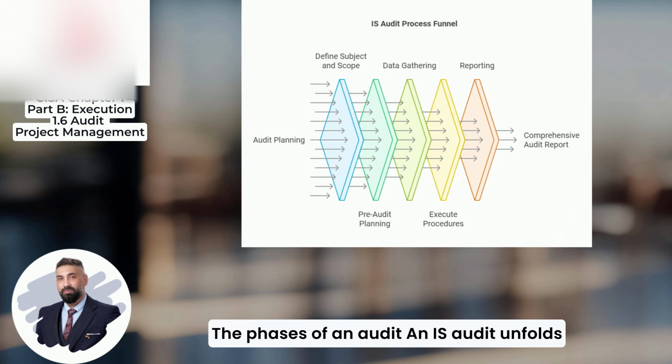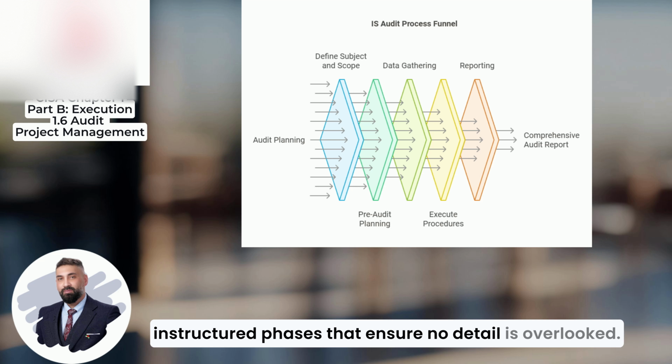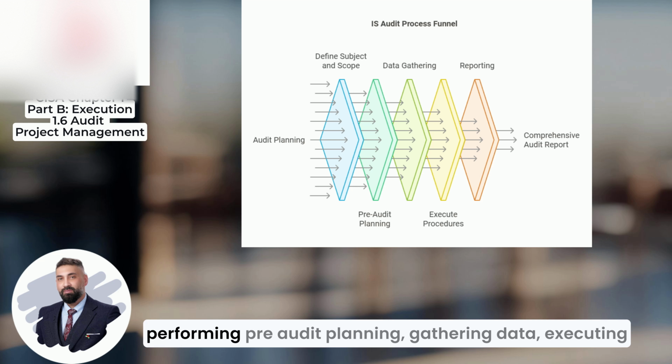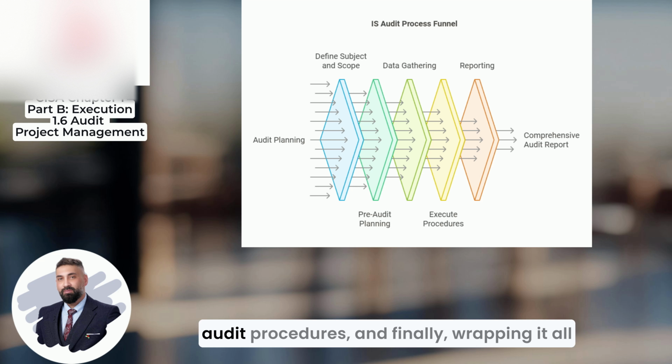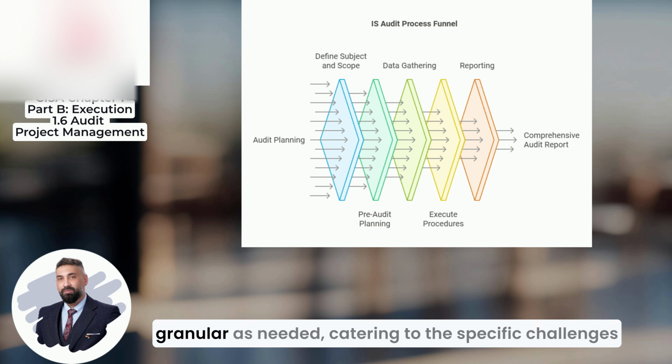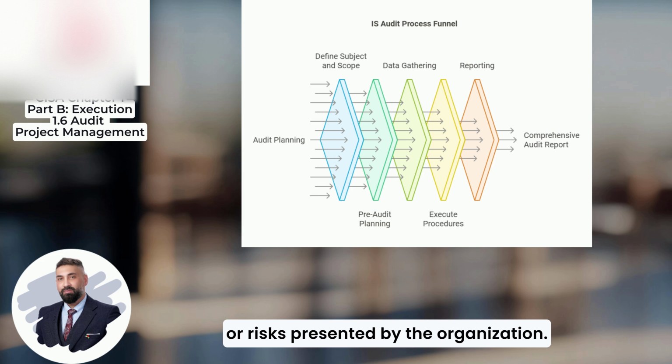An IS audit unfolds in structured phases that ensure no detail is overlooked. These include determining the subject and scope, performing pre-audit planning, gathering data, executing audit procedures, and finally wrapping it all up in a detailed report. The process can be as broad or as granular as needed, catering to the specific challenges or risks presented by the organization. But let's not forget something crucial.